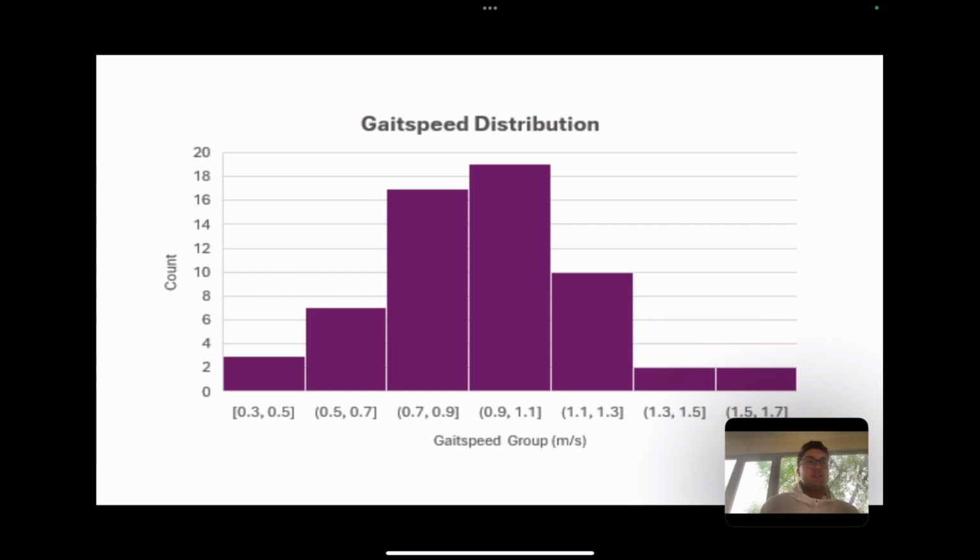And this is the distribution. This is a histogram showing the distribution. Most patients fall between 0.7 and 1.3 meters per second. And obviously the distribution is quite normal, with deviation to either left or right decreasing the number of participants significantly.